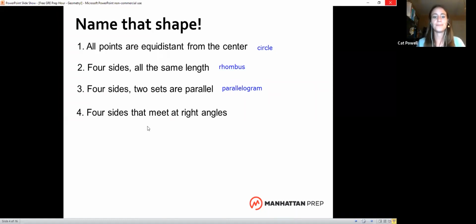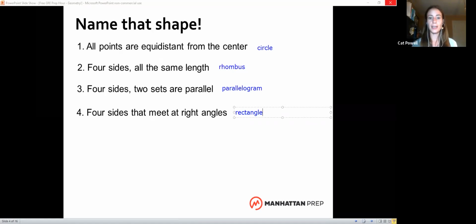That's a trapezoid. What about this? Four sides that meet at right angles. Now we have our rectangle. Quadrilateral could be any. So all of these ones, two, three, and four, we're talking about are quadrilaterals, any four-sided shape. But if I have all right angles, that's when I know that I have a rectangle. That right angle is super important for defining a rectangle.